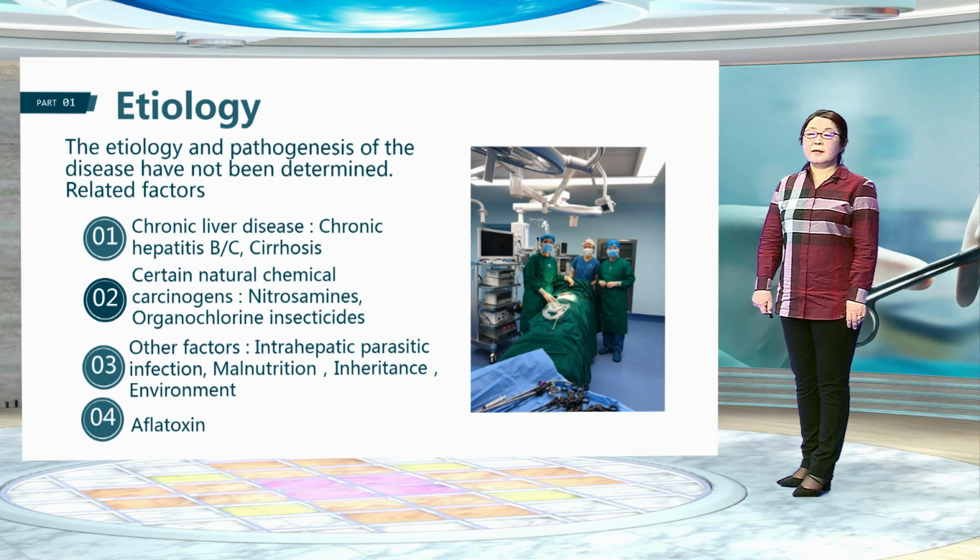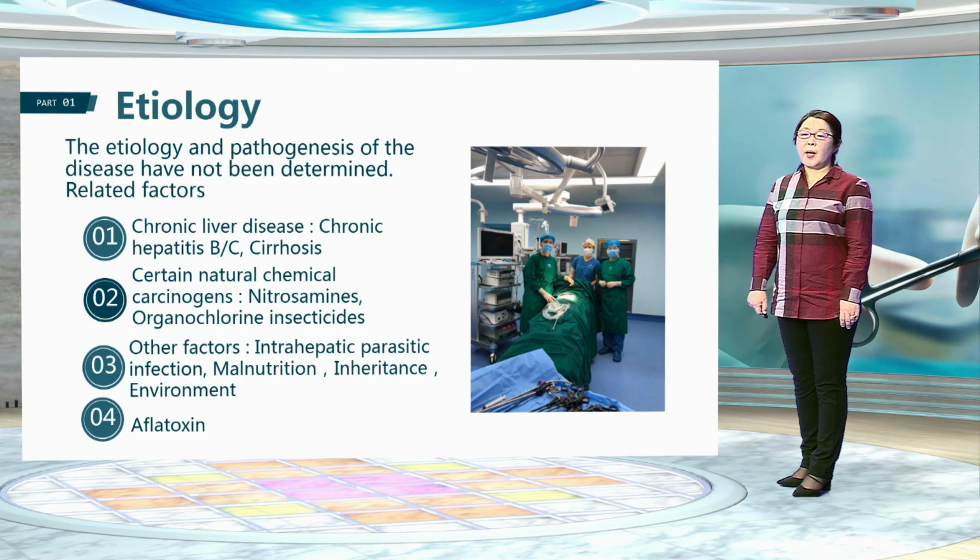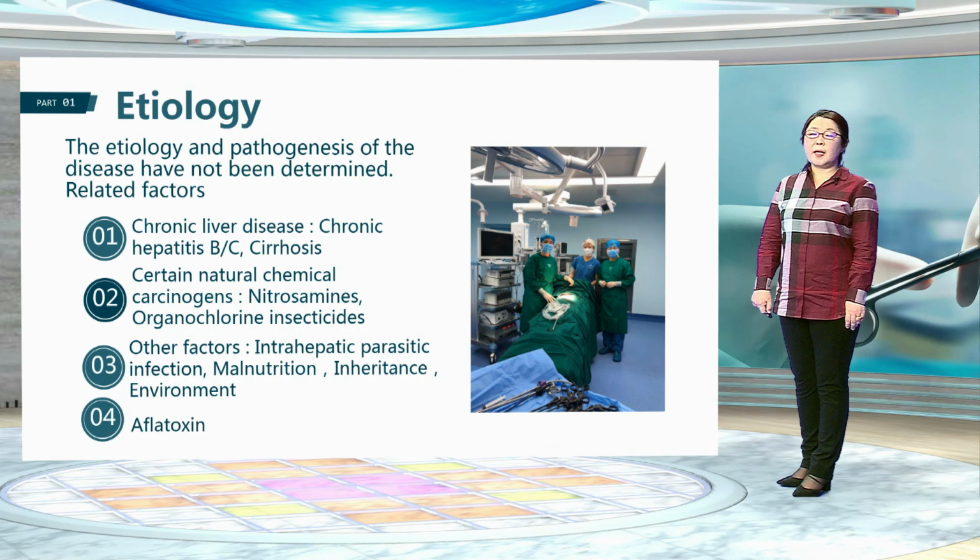Then we study the etiology of primary liver cancer. Each may have relationship with these factors. The first and the most important factor is chronic liver disease, chronic hepatitis B and chronic hepatitis C, or cirrhosis caused by HBV and or HCV, and cirrhosis caused by alcohol, or cirrhosis caused by non-alcoholic steatohepatitis.